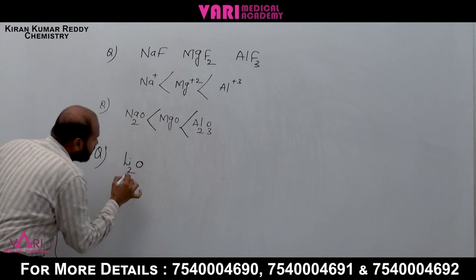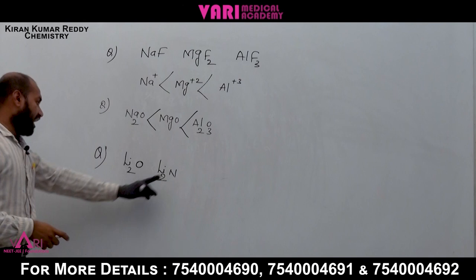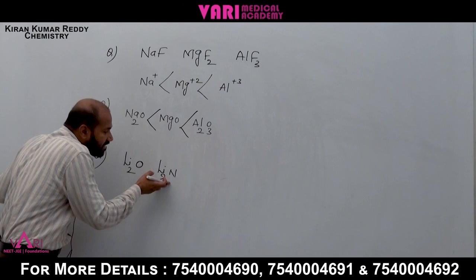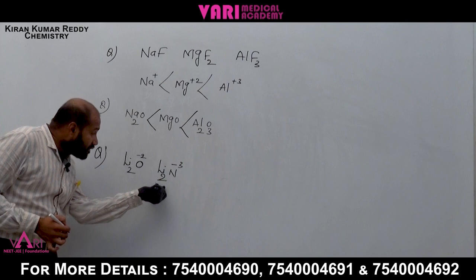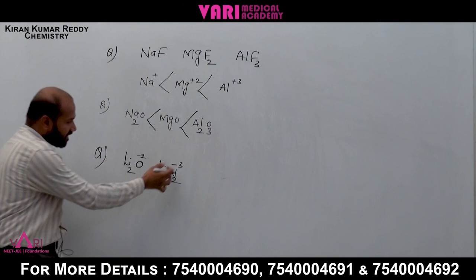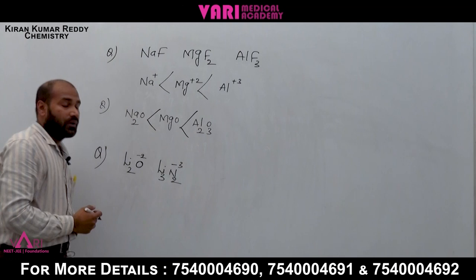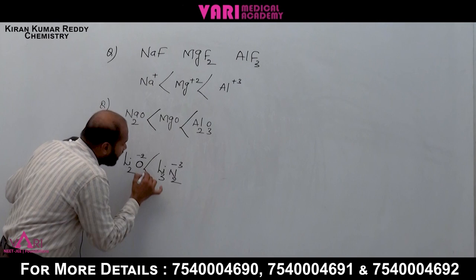Li2O lithium oxide, and Li3N. Here is lithium oxide, here also lithium, but here is a minus 2 charge, here is a minus 3 charge. Which one has more charge? We can take simply Li3N2, because the charge is crisscrossed. Li3, N2 means here is minus 2, here is minus 3. What is the charge on the anion? Minus 3. Charge on the other anion? Minus 2. That's why Li3N is the one with more lattice energy.